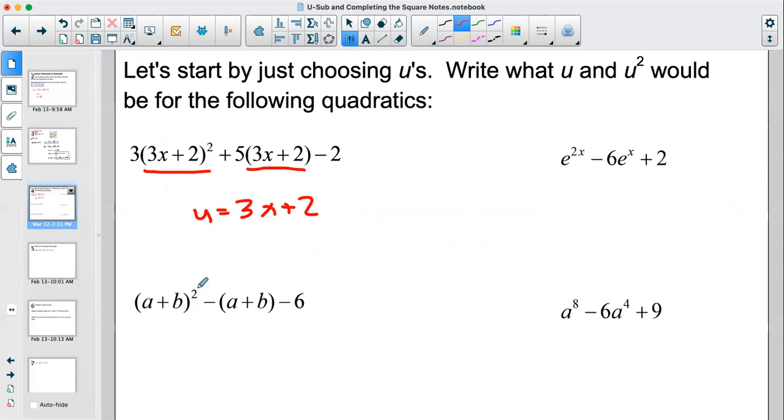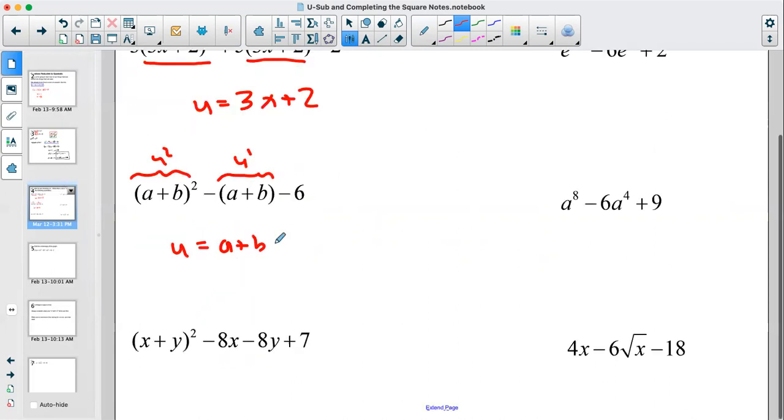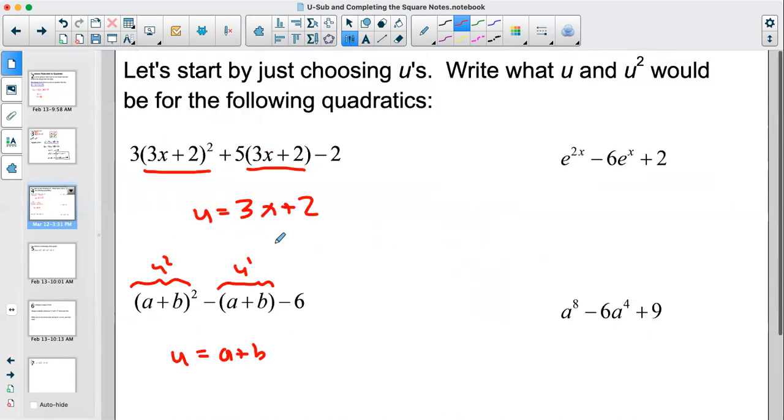This one, a plus b squared minus a plus b, I think I would choose u equals a plus b for this one, because this would be like u to the first, and this would be like u squared. This one's a little trickier. The e might throw you off a little bit, but if you're not sure, you might say, I'm just going to pick the thing in the middle. Maybe I'll say u is e to the x.